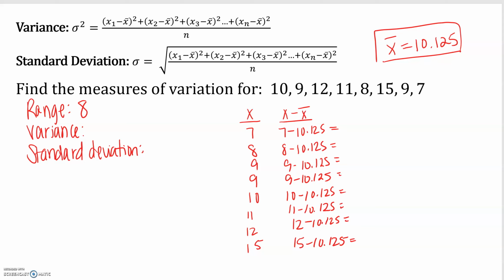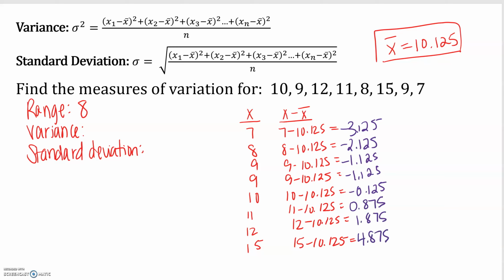For each of those values, I have negative 3.125, negative 2.125, negative 1.125, and again, because that is the same number, negative 1.125, negative 0.125, 0.875, 1.875, and 4.875. At this point, since there are a lot of decimals, I would probably add these to double check that they all come out to 0. If you add all of those together, they should sum to 0. That should tell you whether you're doing it right or wrong. And then we're going to move on to the next step.